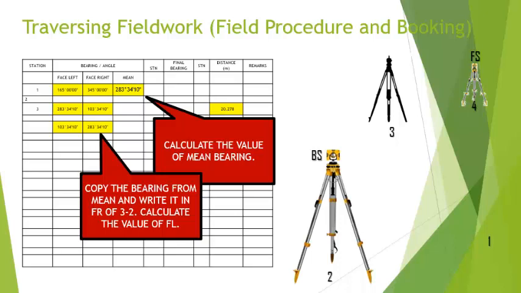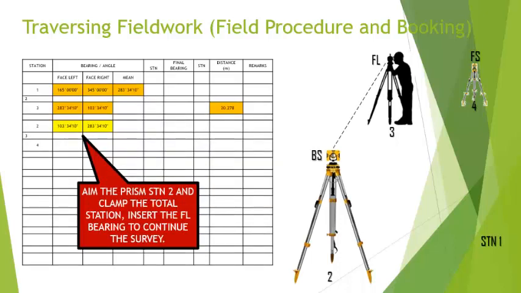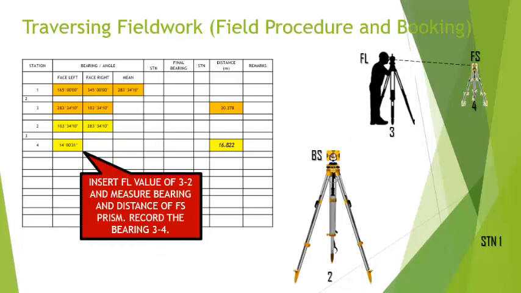Then calculate the value for its face left with the same concept. If more than 180 degrees, deduct 180 degrees. If less, add it. Same procedure as previous. As I mentioned earlier, it is quite a repetitive process. Now aim at station number 2, set the face left bearing in the total station and turn it clockwise. Record the face left value of bearing and distance of station 3 to station 4.